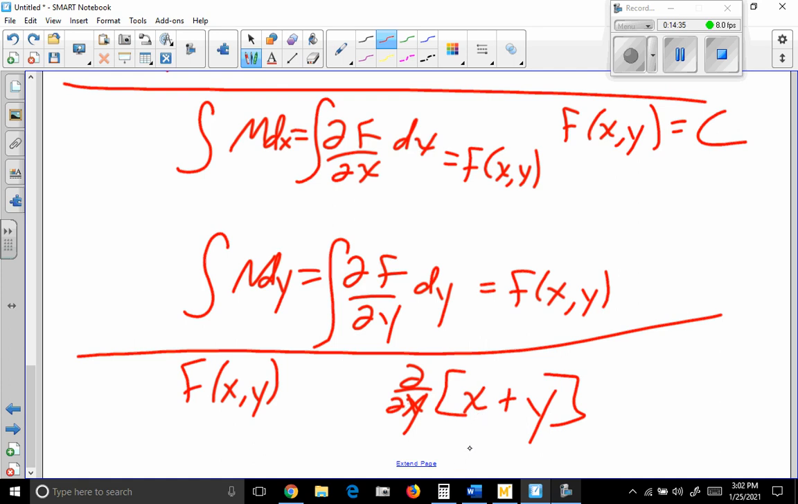So when we take our partials, if a term has just an x or just a y, those terms are going to drop. We don't know which terms are missing, so we have to integrate m with respect to x and n with respect to y, and then we have to compare these to see what all terms we need to include in our final solution.